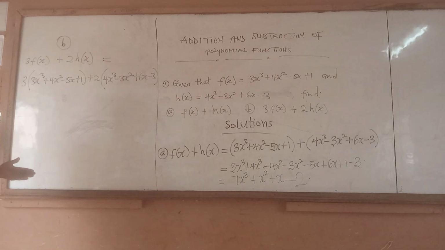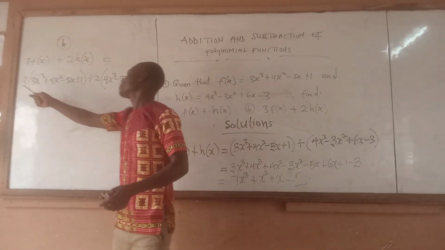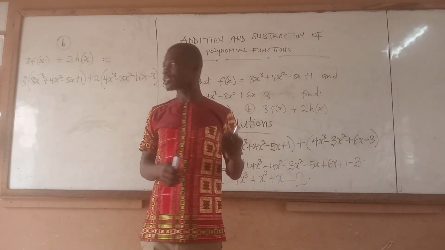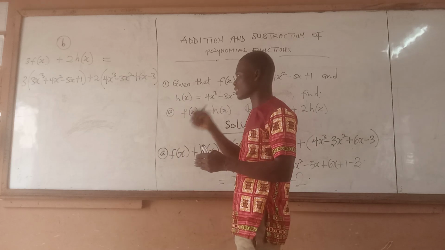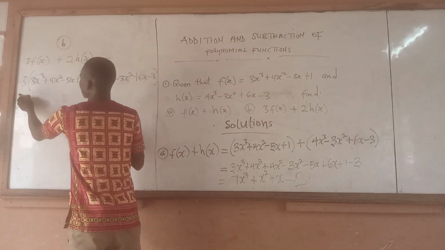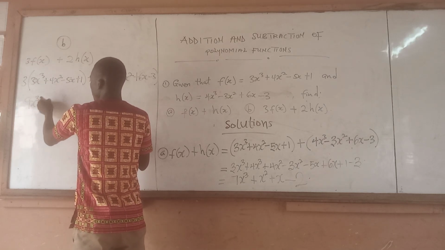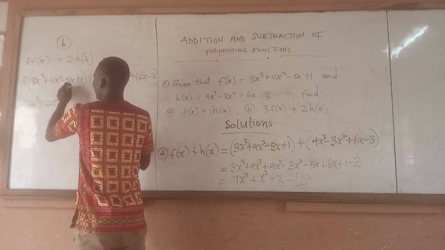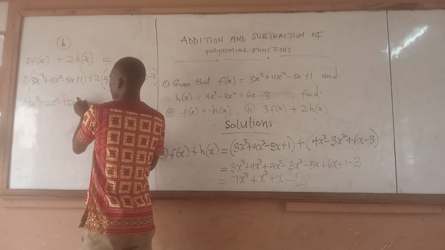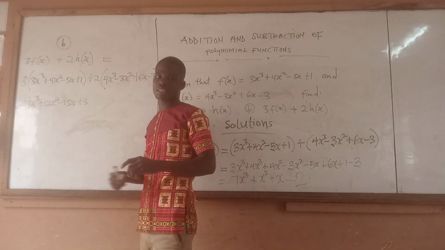So let's take our time. Use the 3 here to multiply each of the terms in the bracket. So we are going to get 3 times 3, which is 9s cubed. 3 times 4, that's 12s squared. 3 times 5 is negative 15s. 3 times 1 is 3. Now we are done with how to expand this one using the 3.